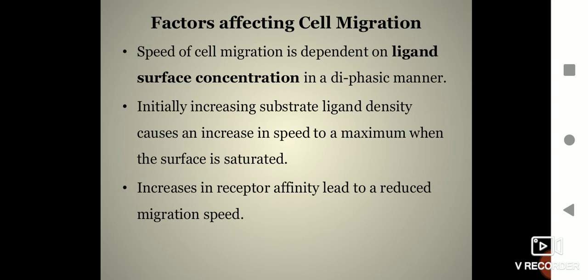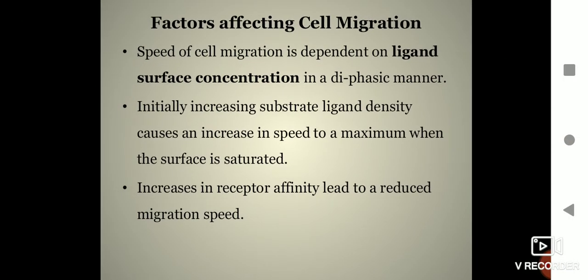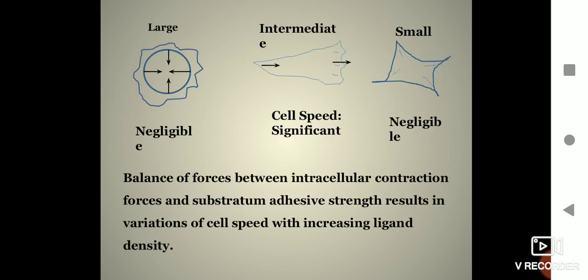There are many factors which can affect the cell migration. Usually the most important factor which is involved is the concentration of the ligand. Ligand is the surface molecule which helps in binding of the cell to the ECM, and the more the number, the faster will be the speed of movement.